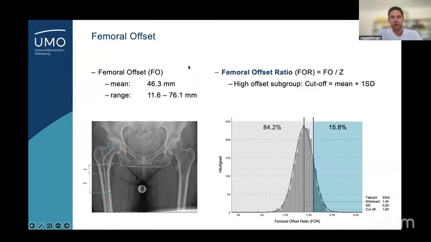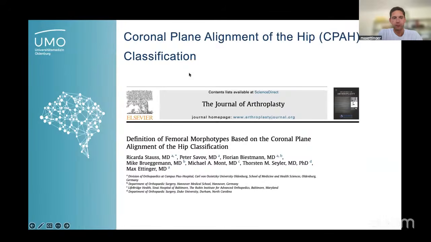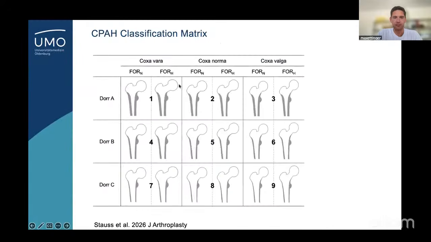And out of those three things, door classification, CCD, and high and normal offset, we classified the coronal plane alignment of the hip classification here in Journal of Arthroplasty at the beginning of the year. So we had colleagues from the US within the group as well. And this is basically how it looks.